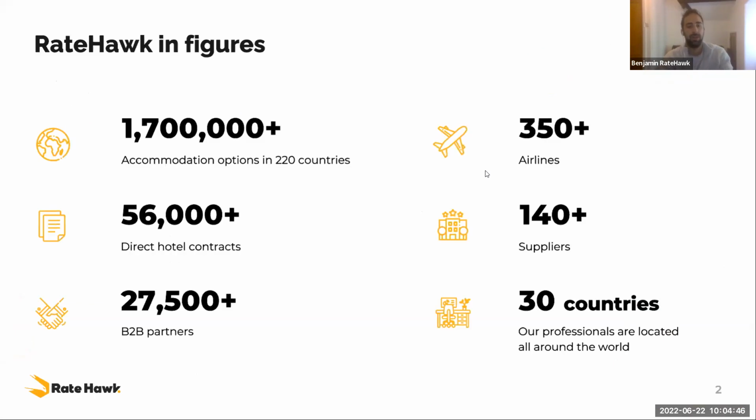So first of all, a bit about Ratehawk in figures. Ratehawk now has over 1.7 million accommodation options, and that's in 220 countries worldwide. This is made up of 56,000 plus direct contracts, as well as 140 plus suppliers, again located worldwide. We have over 350 airlines and now work with over 27,500 B2B partners. And we have teams in over 30 countries.